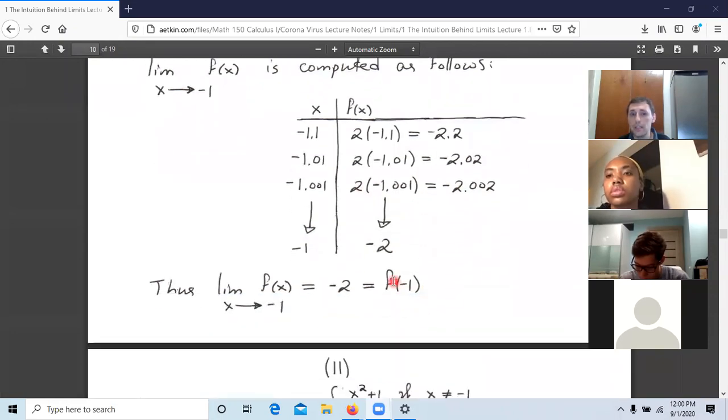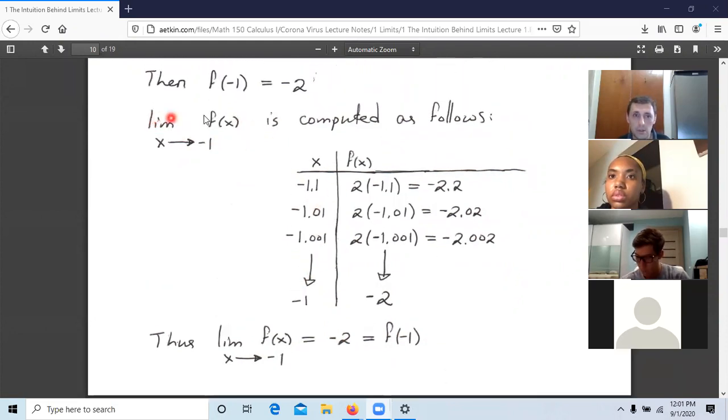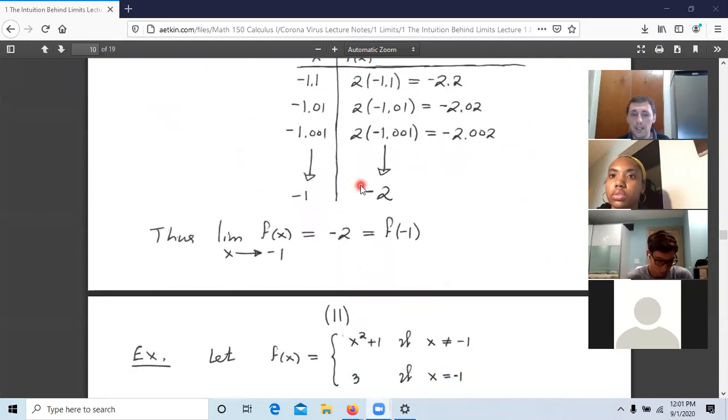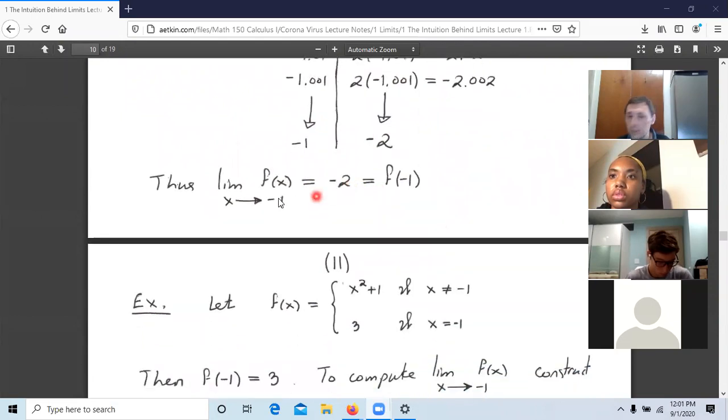So we will say that the limit is also equal to -2. I end up with the same answer if I plug in the number -1 or if I take this process. But the difference is this, the process. So when I ask for the limit, I'm asking for this process. I'll show you examples of when the limit is not equal to plugging in the value.